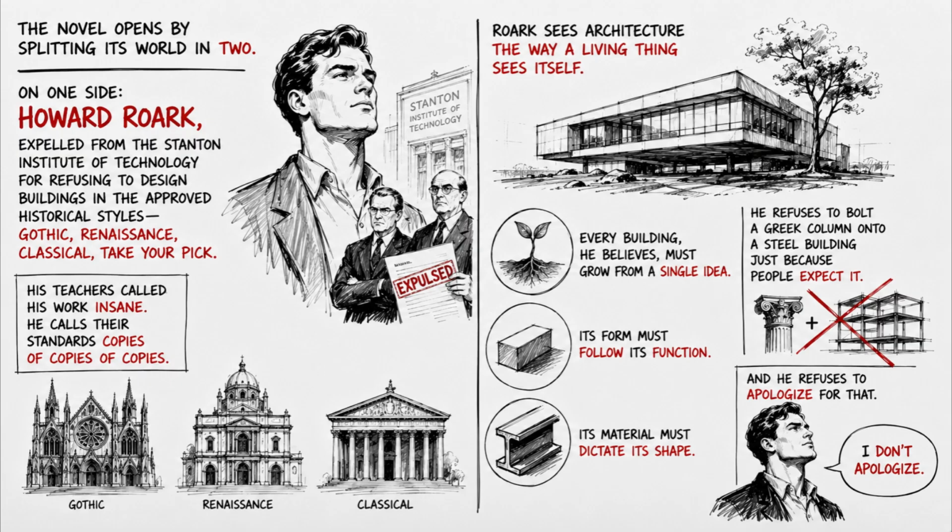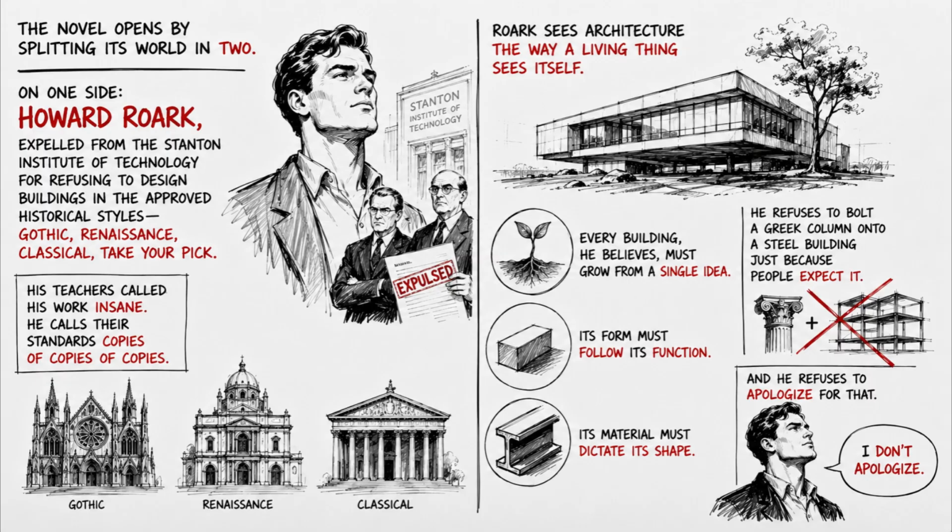On one side, Howard Roark, expelled from the Stanton Institute of Technology for refusing to design buildings in the approved historical styles. Gothic, Renaissance, Classical, take your pick. His teachers called his work insane. He calls their standards copies of copies of copies.